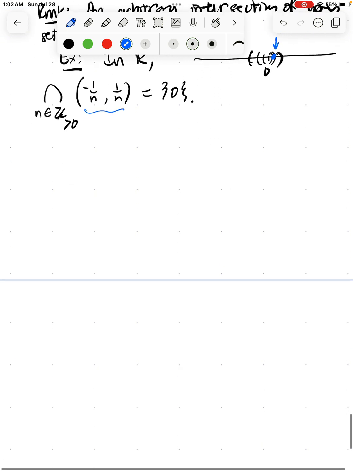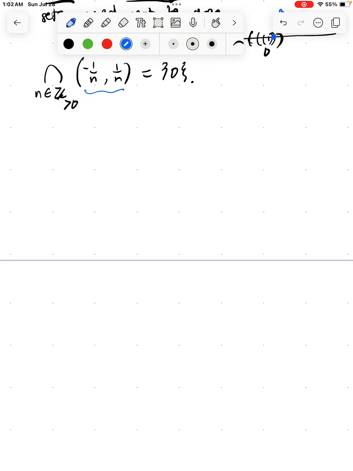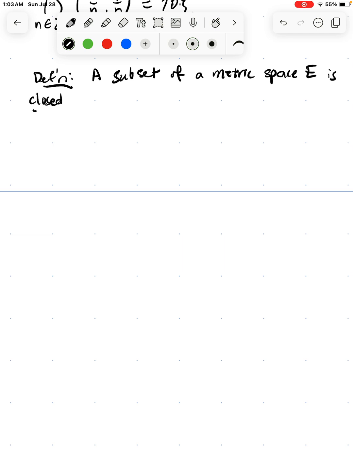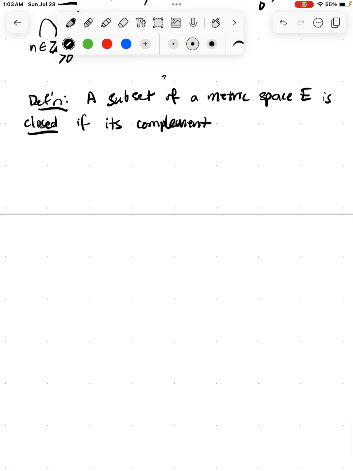Now it's time to talk about closed sets. So we talked about closed balls, but let's define what it means for a set to be closed. Definition: a subset of a metric space E is said to be closed if its complement, let's call this subset S, if its complement, which is written like this, is open.